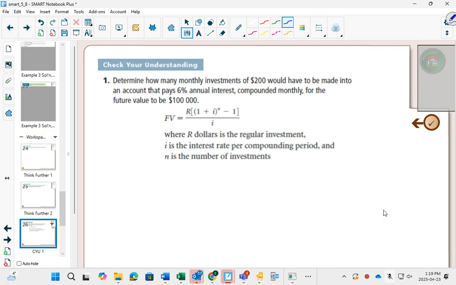Determine how many monthly investments of $200 need to be made in an account that pays 6% annual interest, compounded monthly, for the future value to be $100,000.